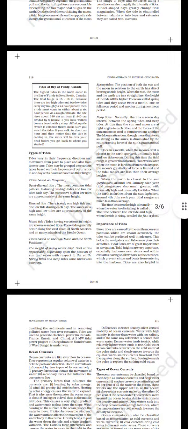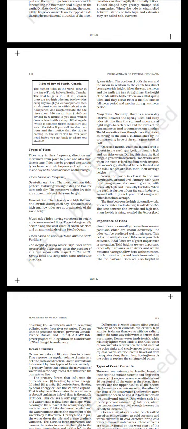Tides of Bay of Fundy, Canada. The highest tides in the world occur in the Bay of Fundy in Nova Scotia, Canada. The tidal bulge is 15 to 16 meters. Because there are two high tides and two low tides every day, roughly a 24-hour period, then a tide must come in within about a 6-hour period. As a rough estimate, the tide rises about 240 centimeters an hour: 1440 centimeters divided by 6 hours.